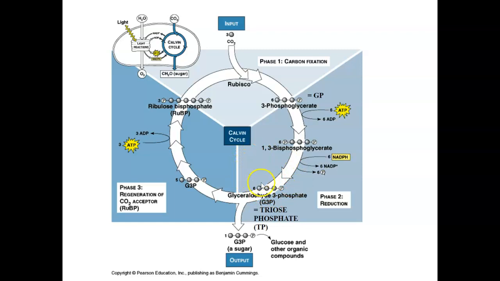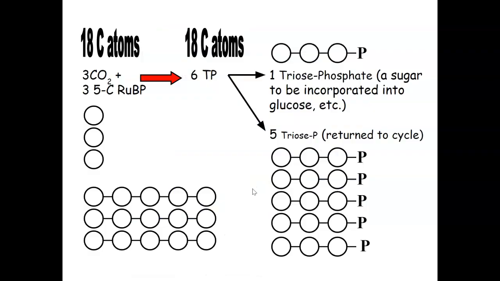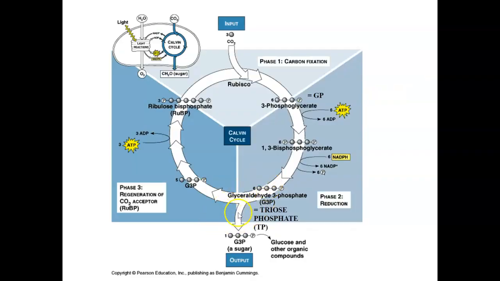However, not all of them get to leave as the end product of the Calvin cycle. Of our triose phosphates now, you can see that one of them leaves the Calvin cycle as triose phosphate. This can be incorporated into a glucose or other organic compounds. And the other 5 stay in the cycle. They go on to the next phase.